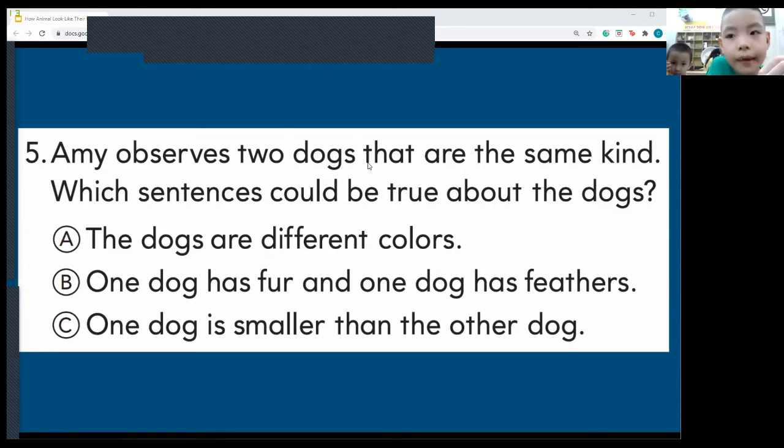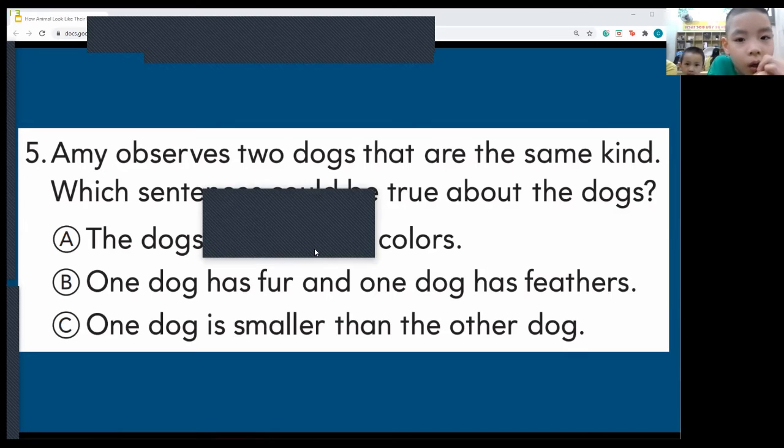Are the same kind. Okay, what is this word? Keep on going. Which sentences could be true about the dogs? Very good reading at the end.